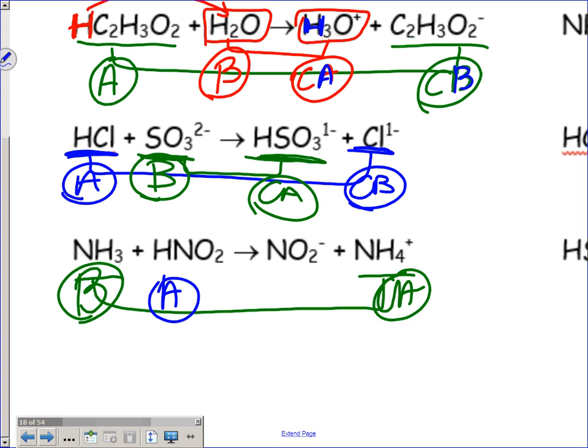And then we can just double check. Like, okay, it's got H. That's a good start. I can look at the change. Oh, yep, it lost its H. It donated its H. So this acid becomes the conjugate base.